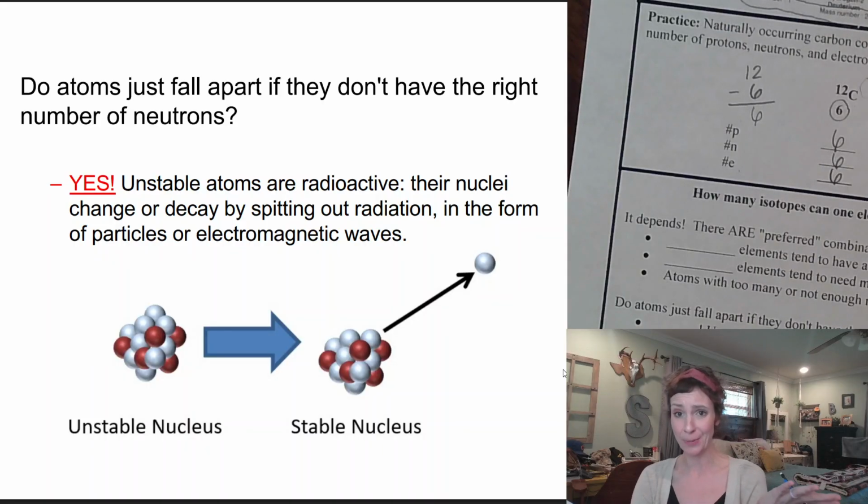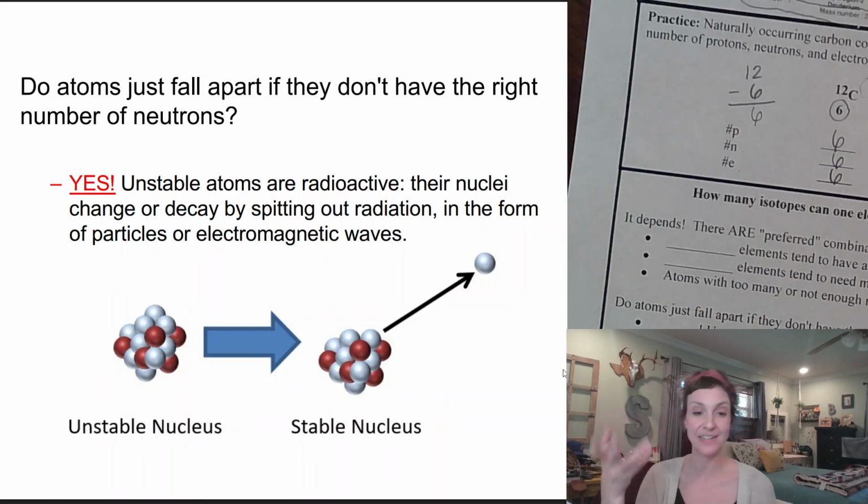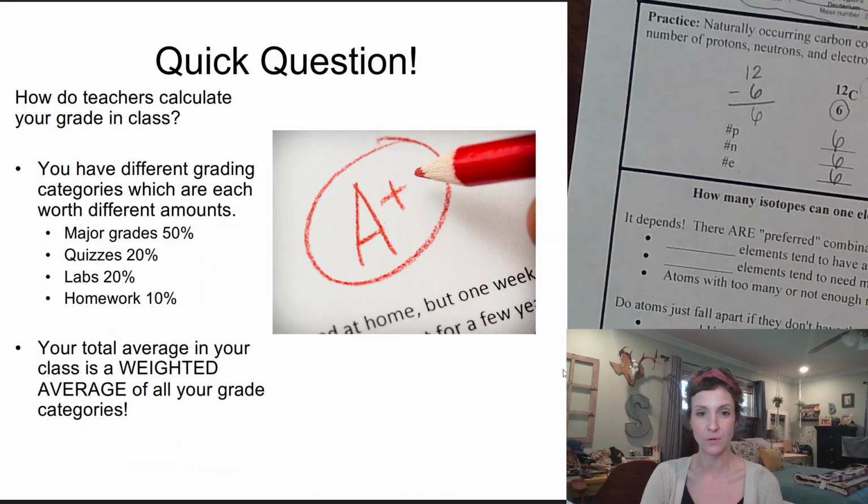So do atoms just fall apart if they don't have the right number of neutrons? Yes. Unstable atoms are radioactive. Their nuclei change or decay by spitting out radiation in the form of particles or electromagnetic waves. At the end of the school year in May, we're going to have a whole unit on nuclear chemistry, and we're going to talk about these really cool decay processes and what happens when atoms become unstable. That's something super fun for us to look forward to.